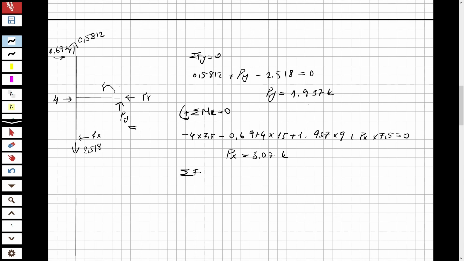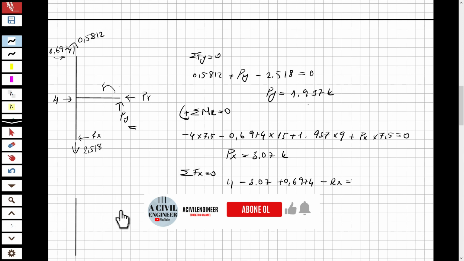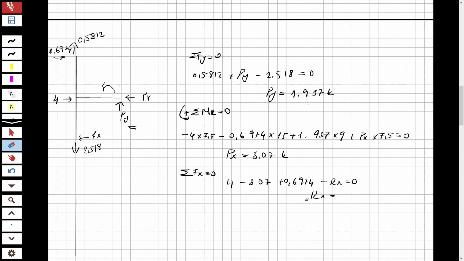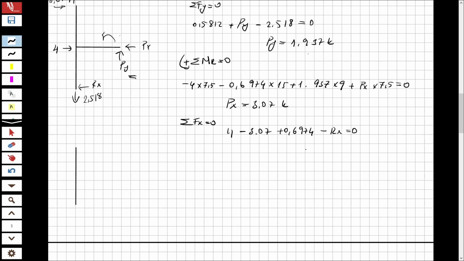Now we also obtained the PX. Let's write the total FX equal to 0: 4 minus 3.07 plus 0.6974 minus RX equal to 0, and here RX equal to 1.627 kips. So now this part is also okay.